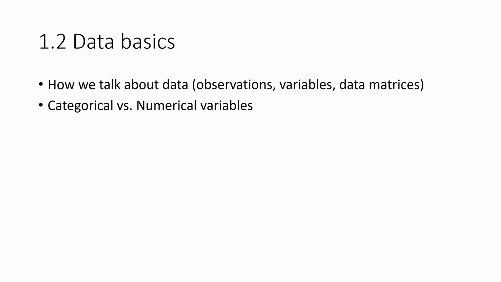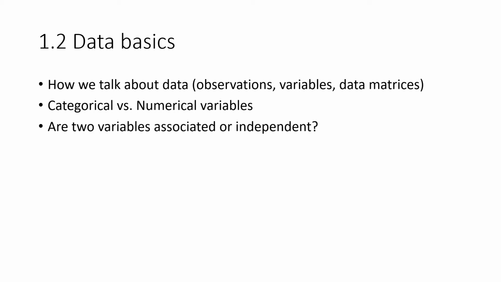That's going to be an important theme throughout the course, because whether we're dealing with a categorical variable or a numerical variable, it's going to affect how we summarize it and display information about it and analyze the data. So that's going to be a really important piece. We're going to start looking at how we can think about whether 2 variables are associated with each other or independent of each other.